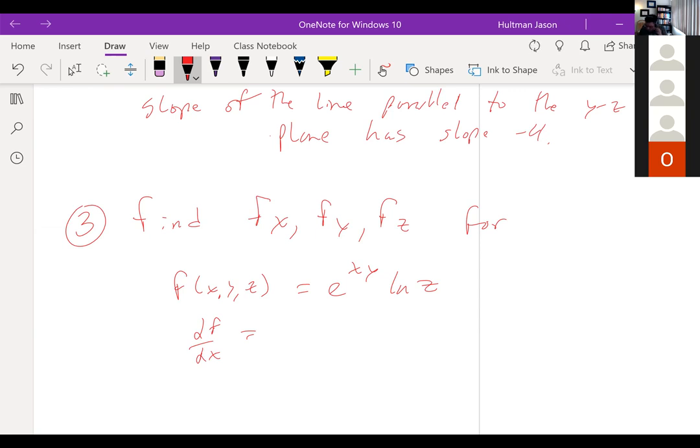The partial with respect to x is going to be, well, natural log z, that's just a constant. So I'm going to put that on the front, natural log z. And then I'm going to take the derivative of e to the xy. Well, that's just e to the xy times the derivative of xy, but keeping y as a constant means that the derivative of xy is just y. This is times y.